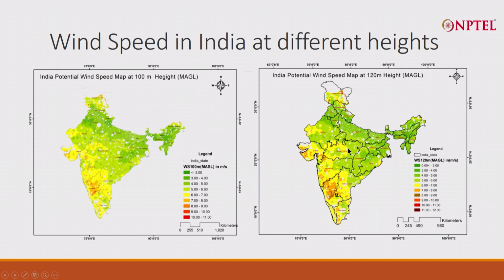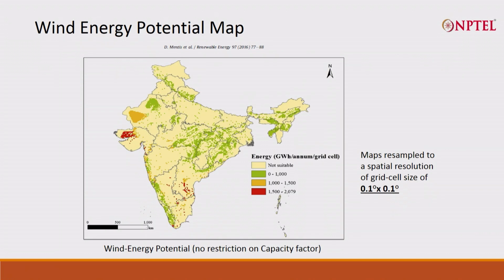Okay. This is 100 meters, this is 120 meters, and this is another one. Therefore, one can say how much can be produced per annual grid cell. You divide into small cells of 0.1 degree by 0.1 degree in terms of latitude and longitude, and then you say these are places where above 1000, these are places close to 1500, these are places where around 2000 can be produced. So, actually you can also produce it to some extent in Assam, some amount here, not bad, the rest of the country is poor.